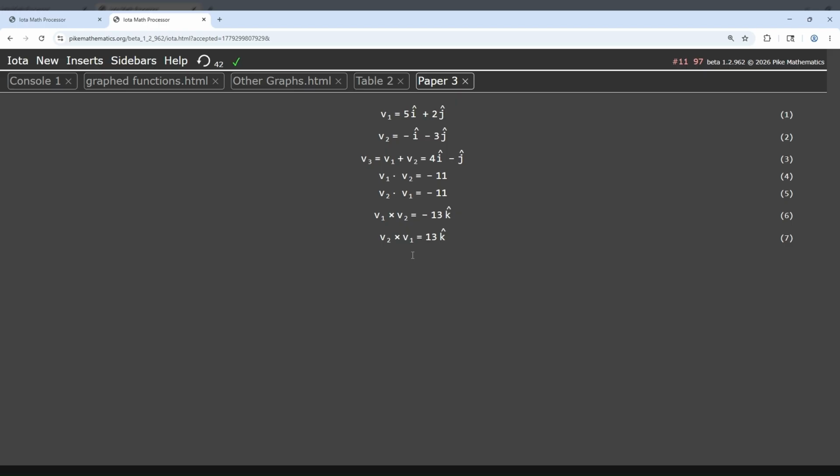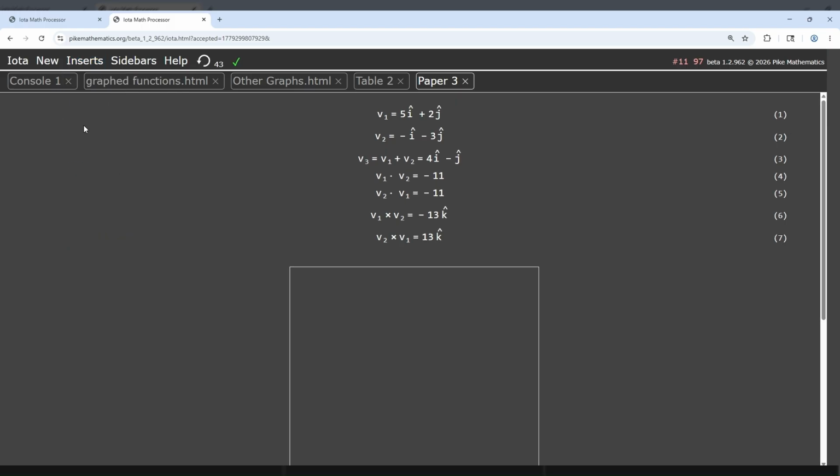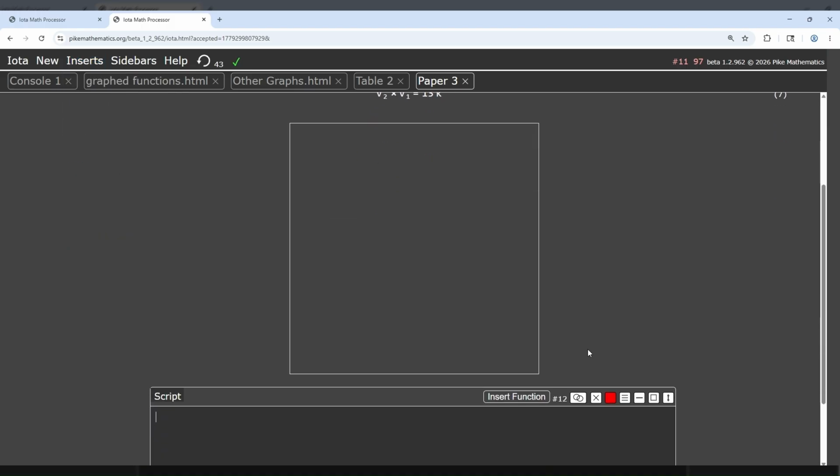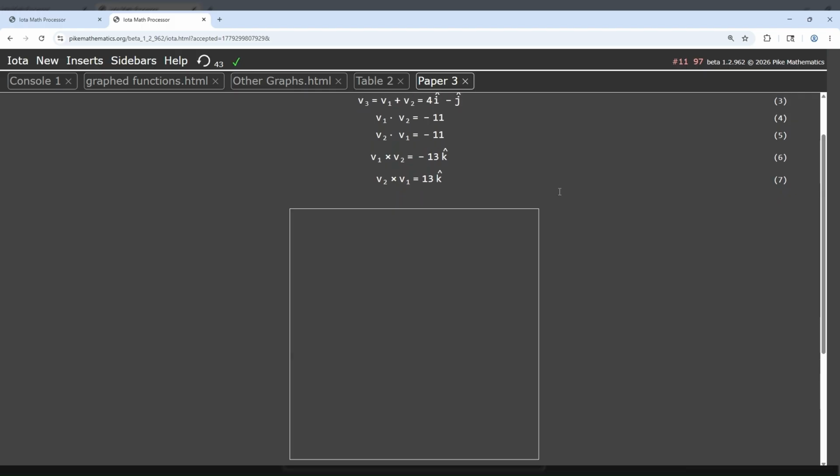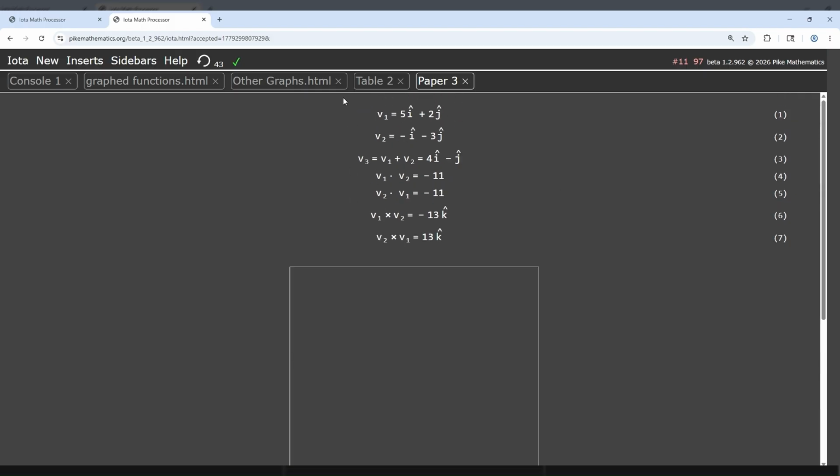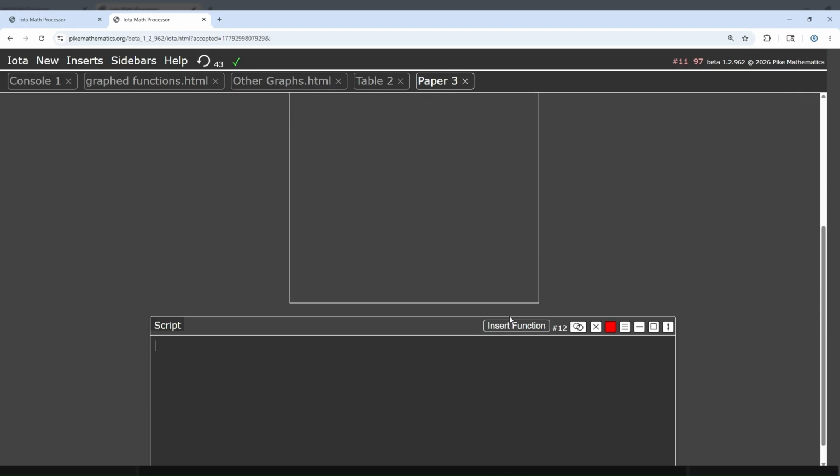All right, so we've done a few things with vectors. I want to do something else. We're going to introduce a graph, so I'm going to insert a graphic. This is kind of console-like, and now we've inserted a graphic.